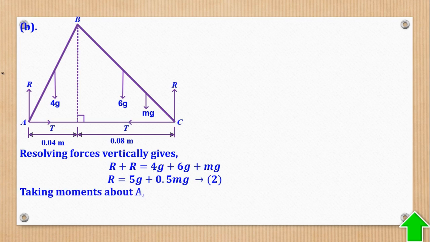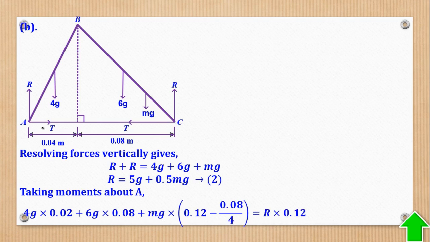So next is to take moments about A. When I take moments about A, I'll come up with that. So this 4G, the perpendicular distance is half of this, which will be 0.02. That's where this is coming from. For 6G, it will be from here up to here 0.04, like we saw in part A. Then from here to here is 0.04, that gives you 0.08.